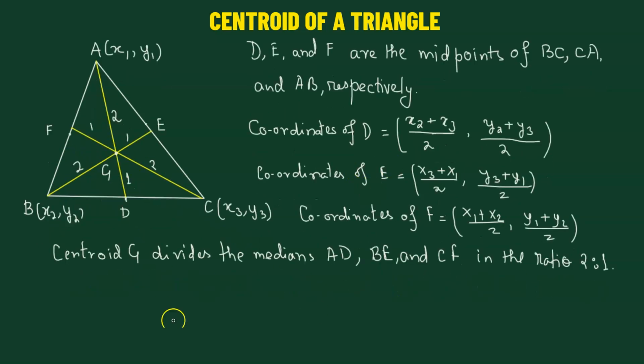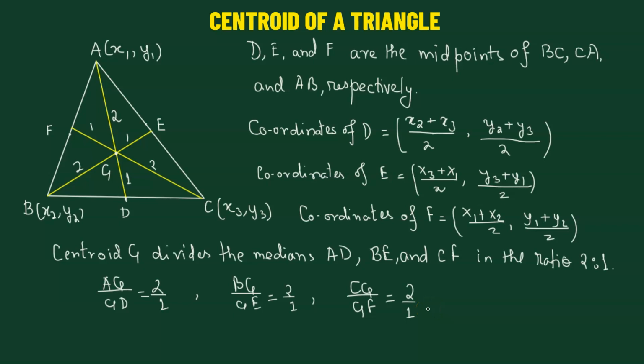This would mean that now we have AG over GD. So this is going to be in the ratio 2:1. Then we have the ratio BG over GE. So that's going to be in the ratio 2:1. And then we have CG over GF. So that's going to be the ratio 2:1. Fine. So this is known to us.